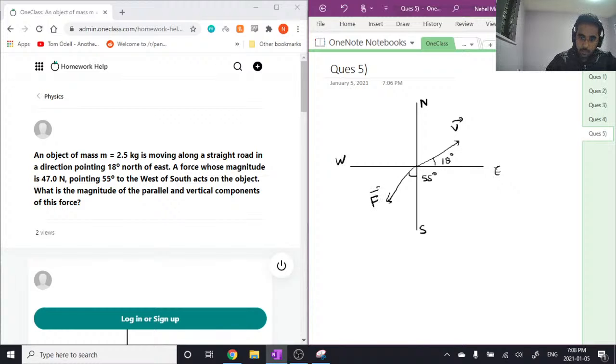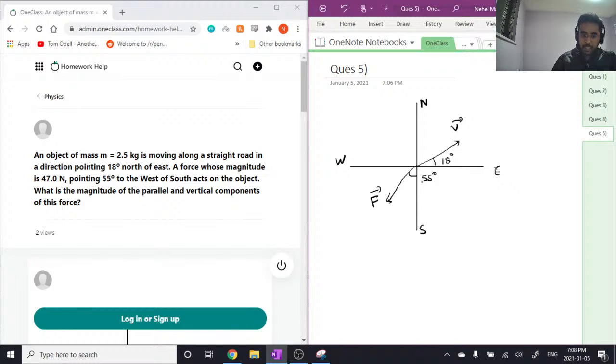This is the force direction, which is 55 degrees. What is the magnitude of the parallel and vertical components of this force? The important thing to note here is, when you think of a billiards or a pool ball, if you hit a ball which is already moving, let's say this ball was moving here, and you hit it in another direction, it won't travel in the direction you hit it. It will travel in some other direction.